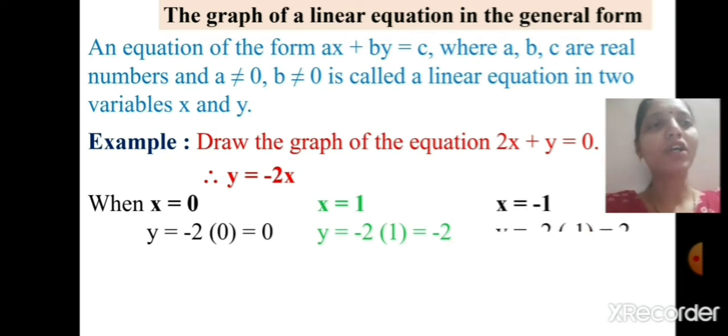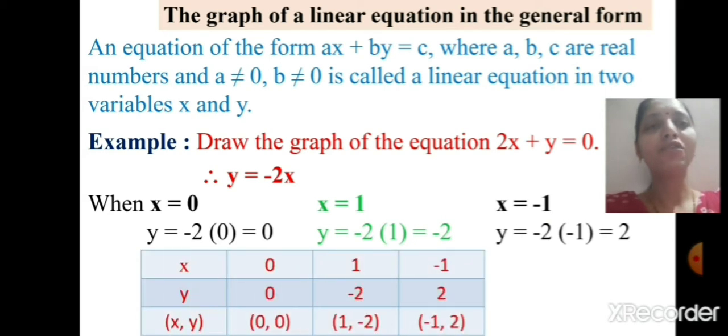Let's assume one more value of x. x equals minus 1. Then y will be equal to 2. So these are some values of x and y, and you have to write all these values of x and y in the form of a table.